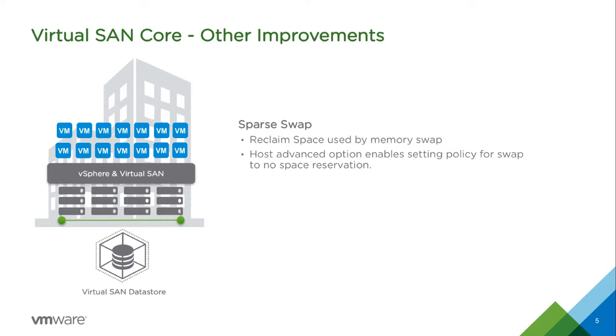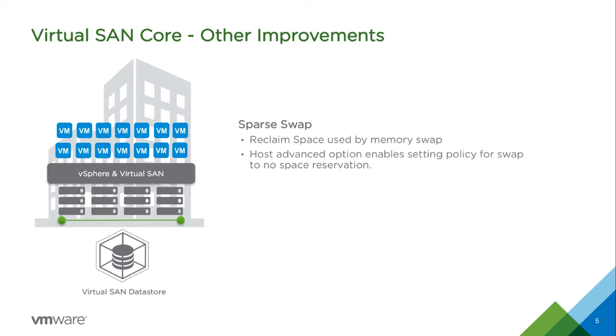Now, this is a host advanced option that enables the settings of a policy for the creation of a swap file not to be created with the capacity or configuration for space reservation. Now think about it. When you are supporting an infrastructure that is composed of virtual machines with large memory footprints, whenever the virtual machines are powered on, the swap file that's created is based on either the reservation of memory or the calculation of limit minus reservation.